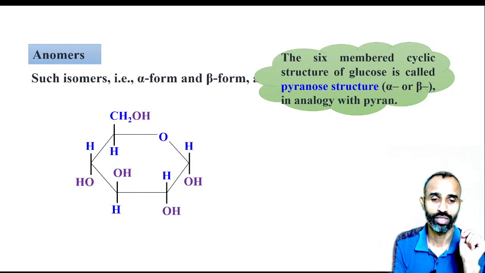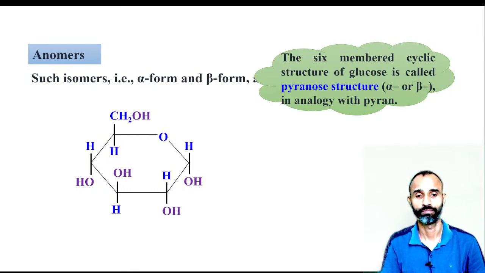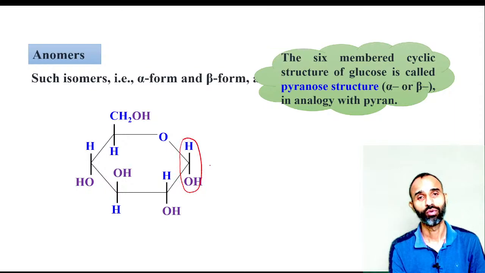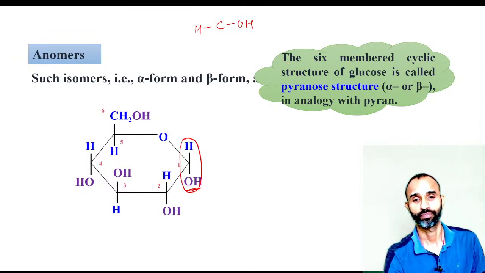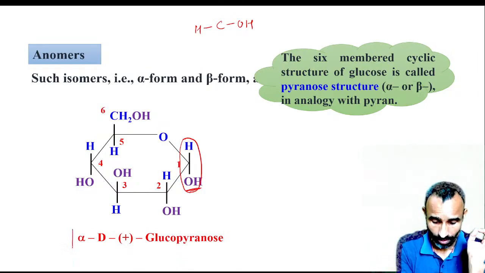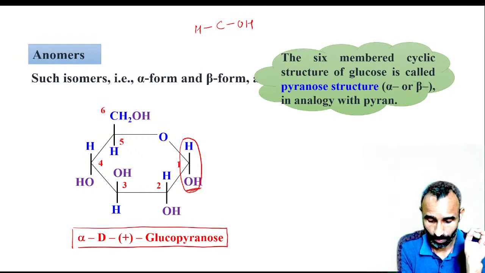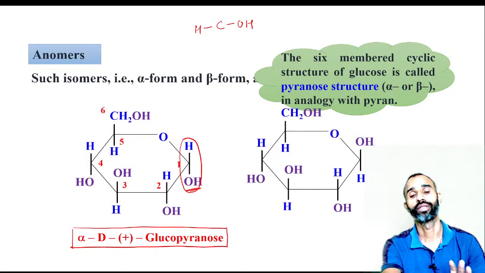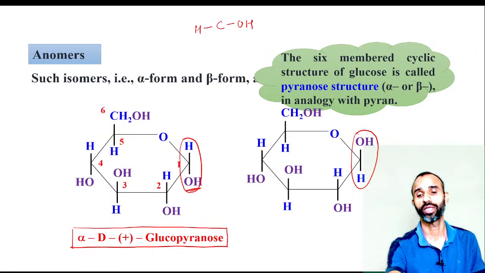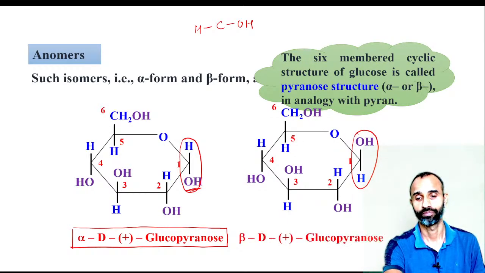Is it alpha or beta? Alpha. We should only look at this carbon, OH below the plane. That means in the Fischer projection formula, OH is on the right. This is alpha D plus glucopyranose. Alpha D plus glucopyranose. This one is, yes, beta D plus glucopyranose. Right?